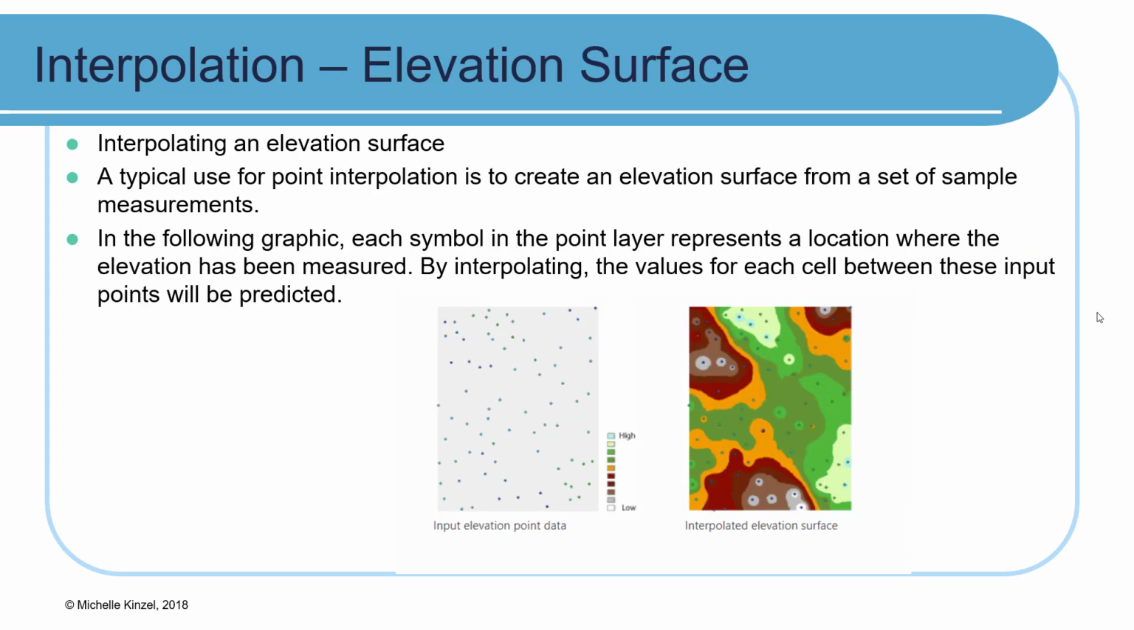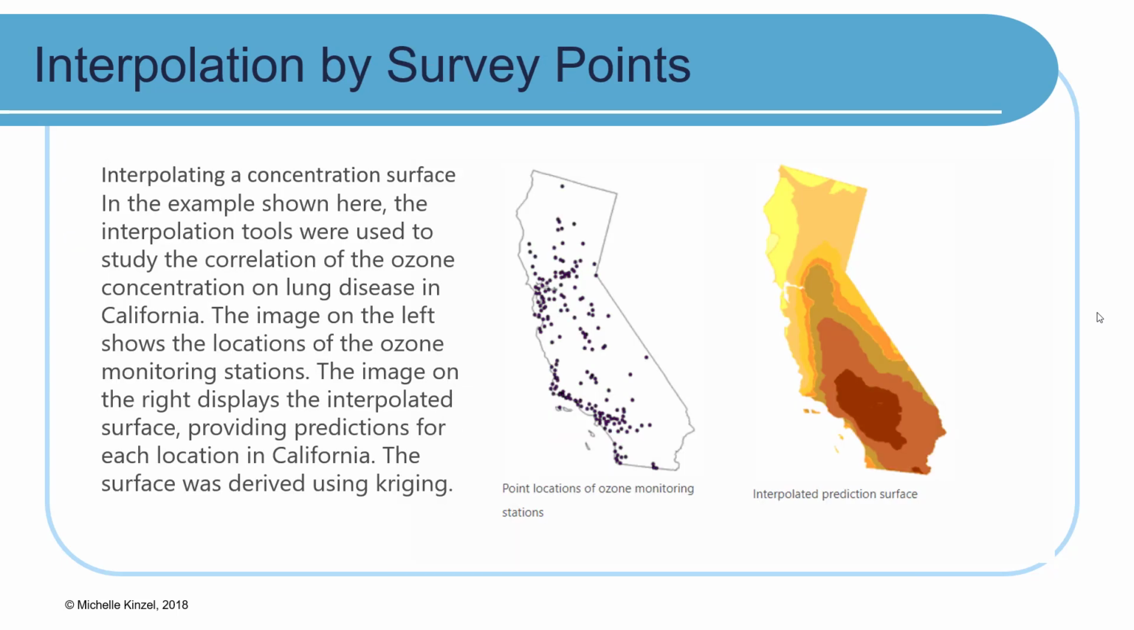So here's an example of an elevation surface that's been interpolated, and again those blue dots on the left represent known areas of elevation, and the point interpolation is used to create the elevation surface from those sample measurements. And in the following graphic, each symbol represents a location where the elevation has actually been measured. This is done with GPS units. And then you interpolate and you create the surface on the right, which would predict values for elevation throughout the entire spatial extent shown here.